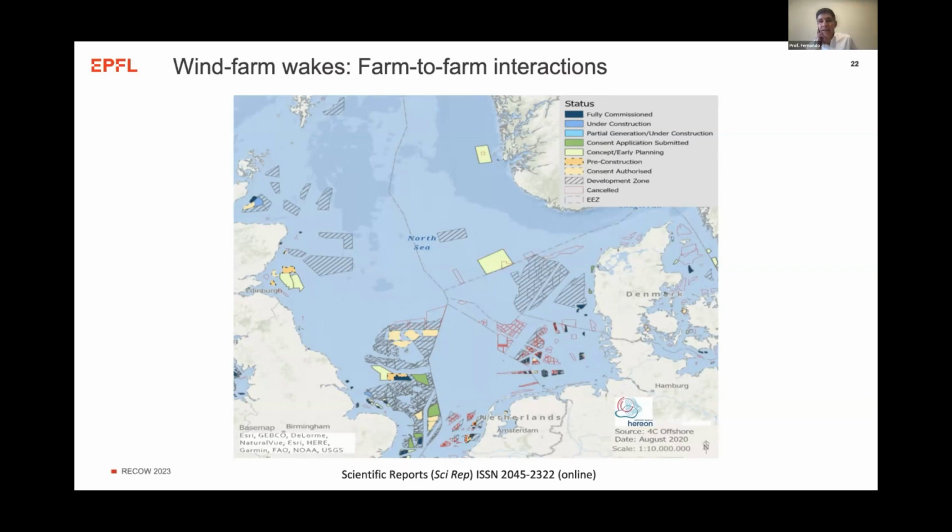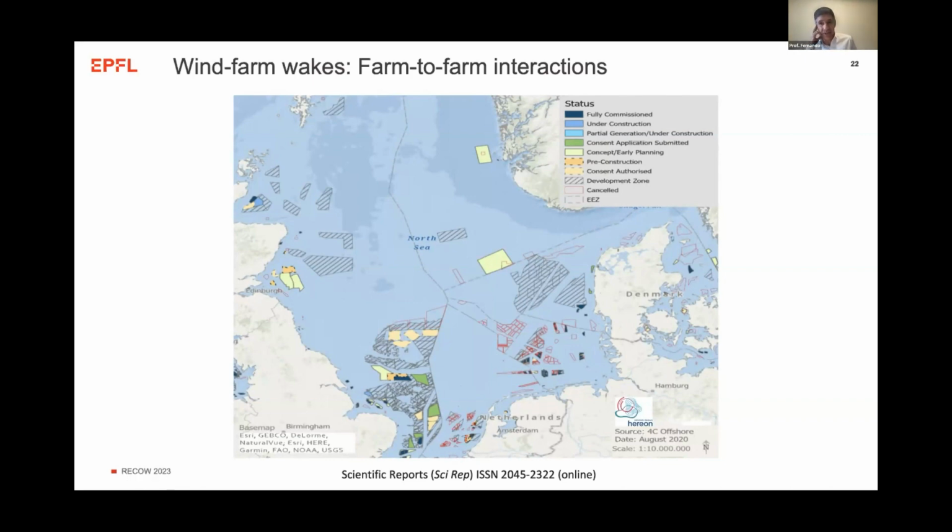So you can see, for example, in this map, this is just an illustration. You can find many more maps like this. But the basic idea is that there are many wind farms that are being planned, but that brings new concerns.